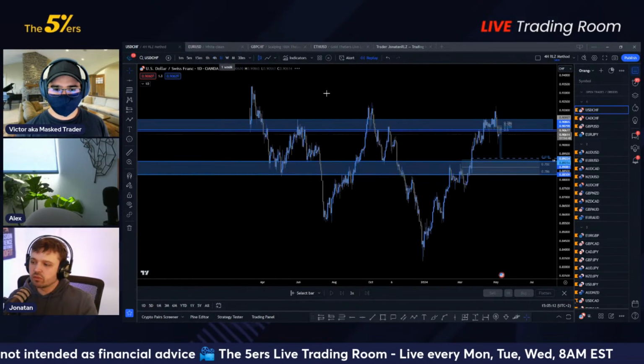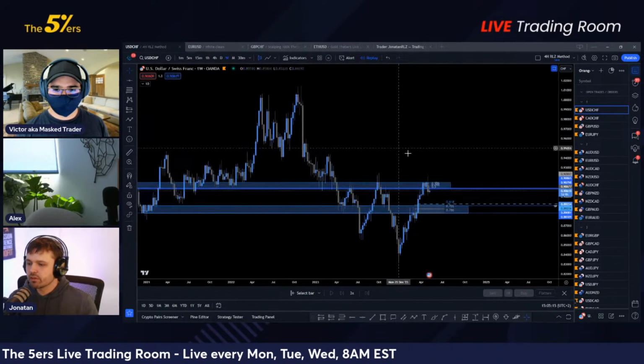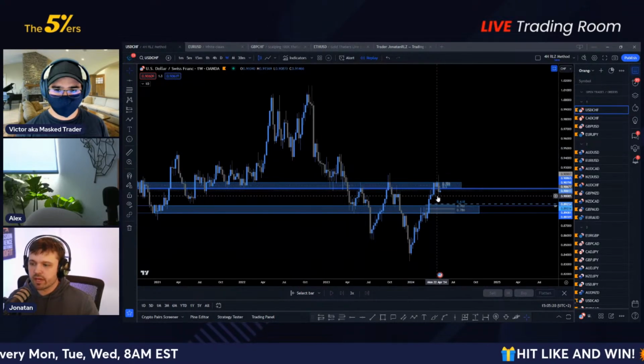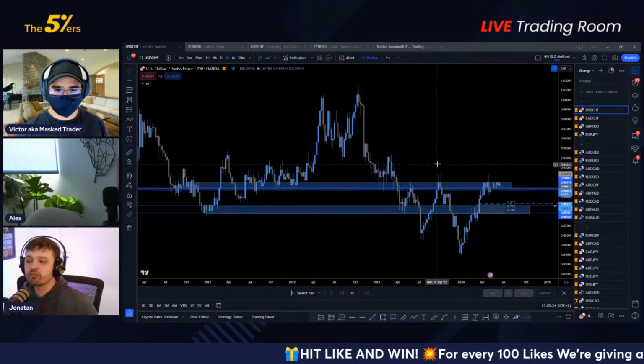And if you look at USD CHF, the plan here is just so simple. I've been looking at this for quite a few weeks. In the beginning of April, we did hit this weekly resistance area, and I've just been waiting for rejection.